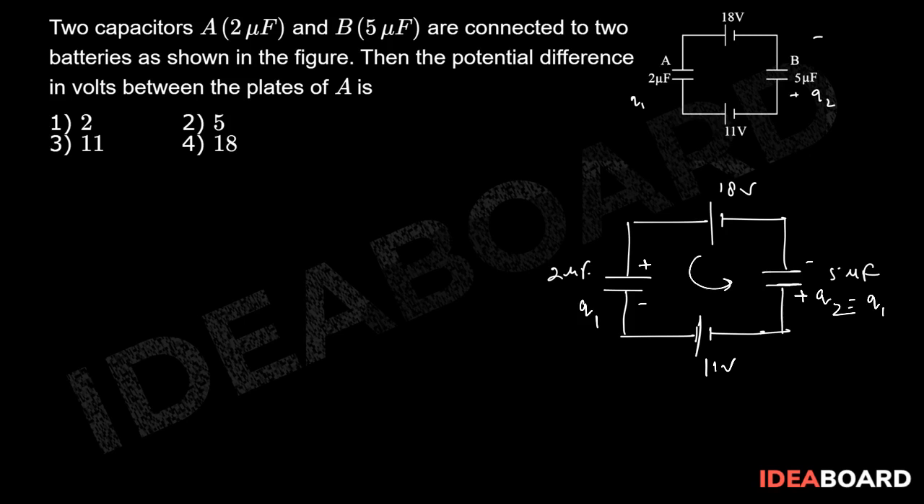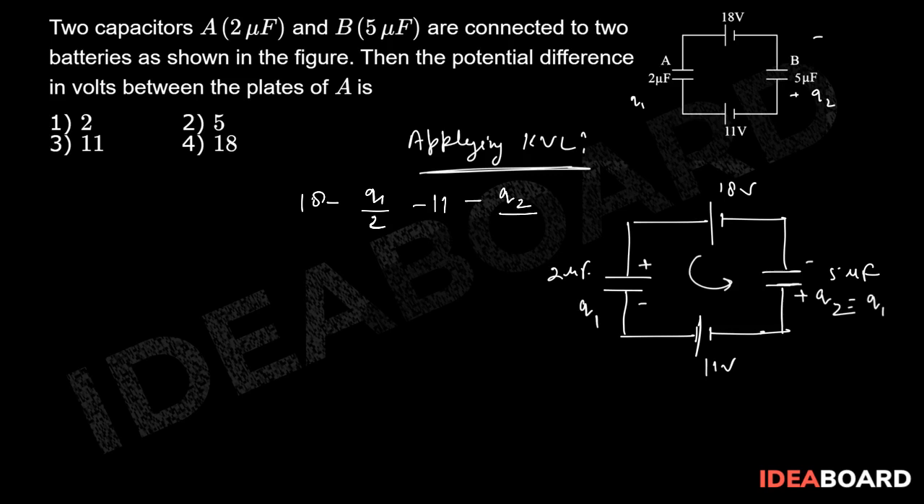Now applying KVL, Kirchhoff's voltage law, so we can write 18 minus q1 divided by 2 minus 11 minus q2 divided by 5 will be equal to 0. Clear? So from there I can say that 18 minus 11, which will be 7, equals q1 by 2 plus q2 by 5, and we know that q1 and q2 are going to be the same.